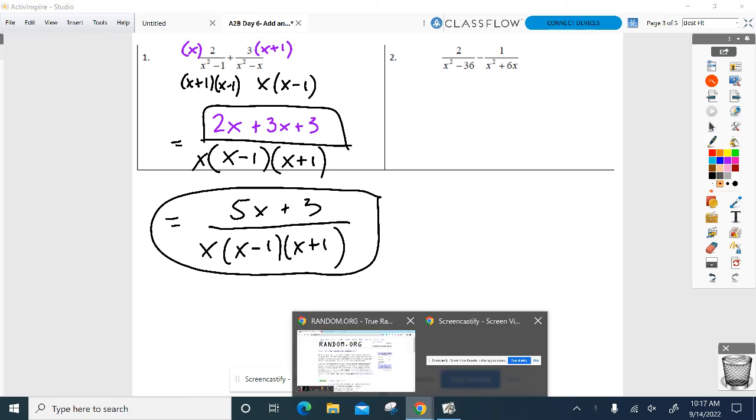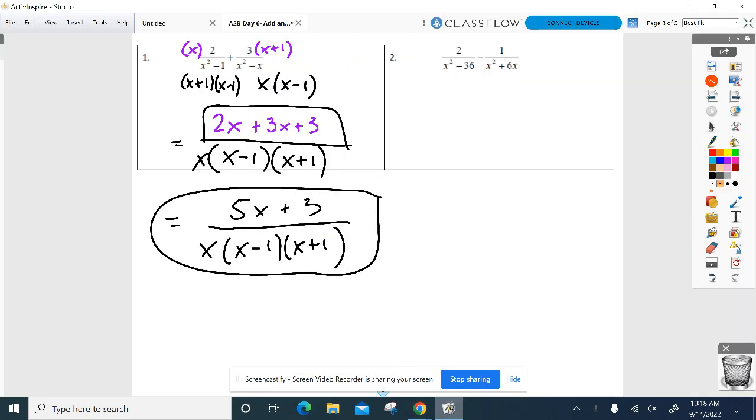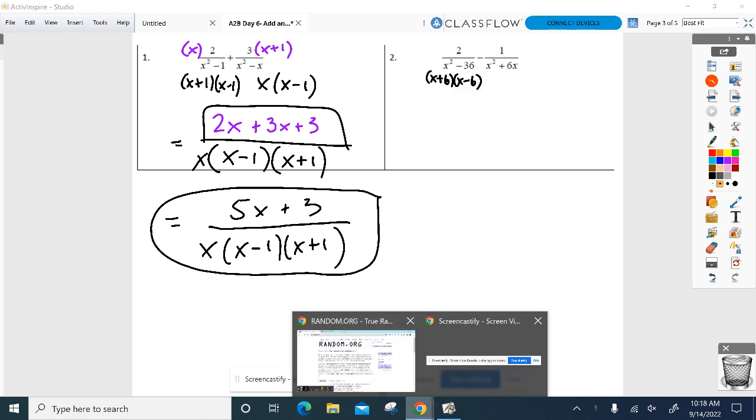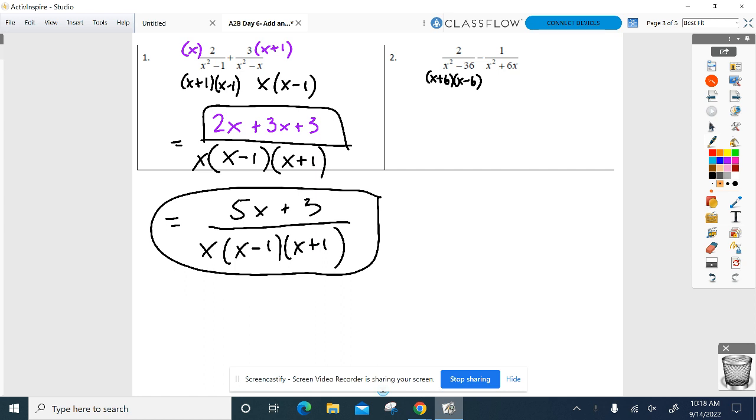Before you find a common denominator. Here you go. 7. What can I factor x squared minus 36 into? X plus 6, x minus 6. And second fraction. How can I factor that one? Let's hear from 3. X squared plus 6x. What can I factor that into?